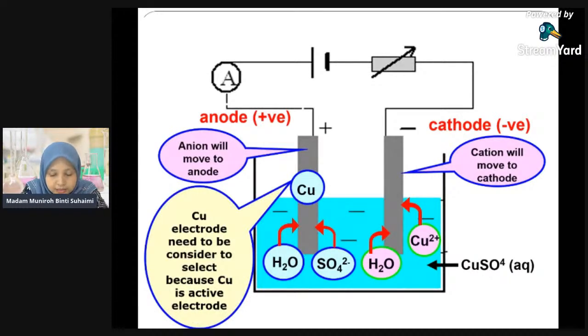Okay, we have copper electrode. Anion and water molecule will move to anode. Cation and water molecule will move to cathode. Copper electrode to be considered to select because copper is active electrode. Copper is active electrode.